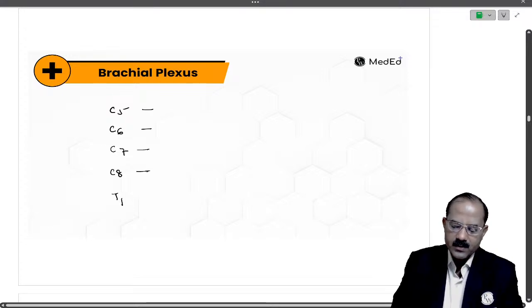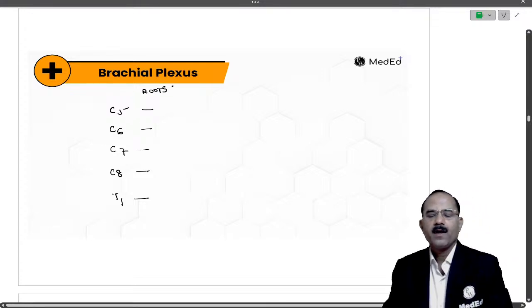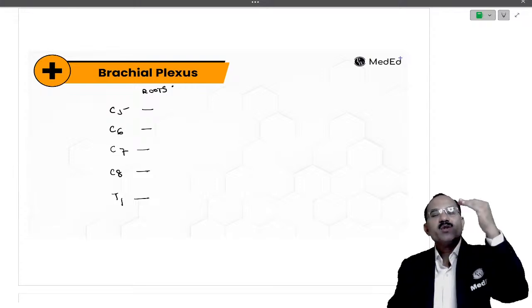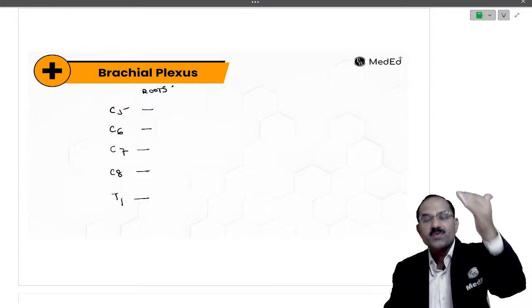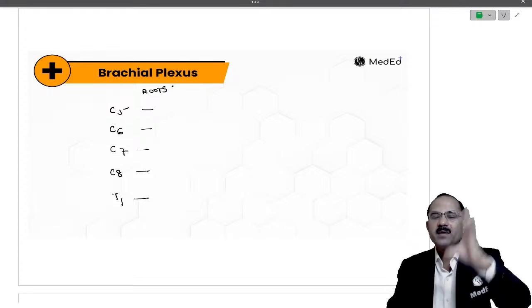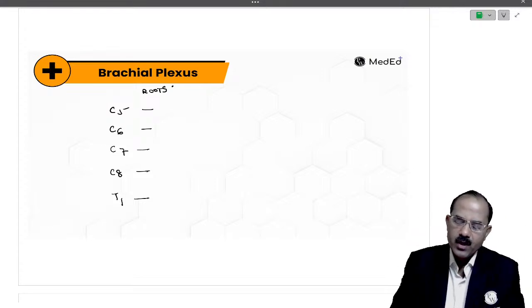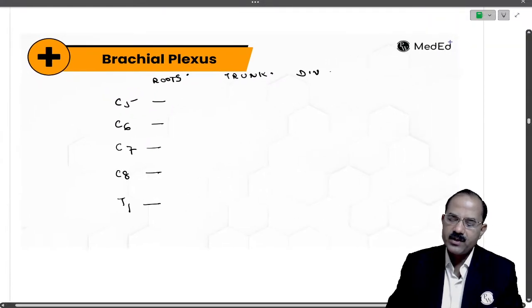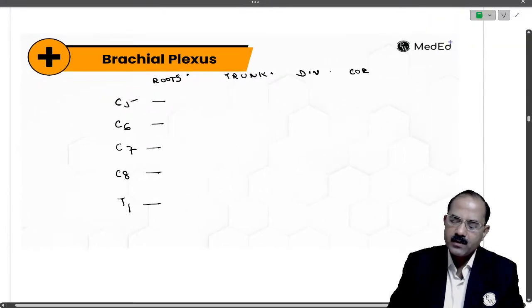So what are these? These are the roots. In short, I'll tell you the relations, because that's a full lecture. So what are roots? Roots are the ventral rami of C5 to T1. Roots will join to form what? Trunks. Trunks will divide into divisions. Divisions will join to form the cords. And the cords will give you branches.